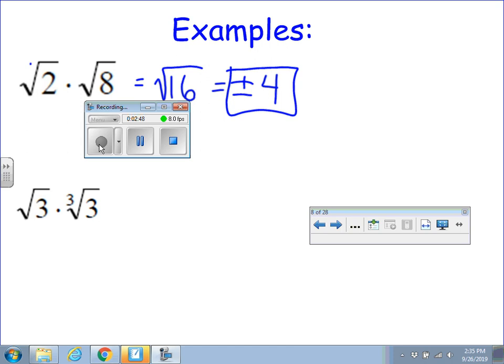So we have the square root of 3 times the cube root of 3. Now, they don't have the same index. One's a square root, so the index is 2, and the other's a cube root. So we can't do this for now.